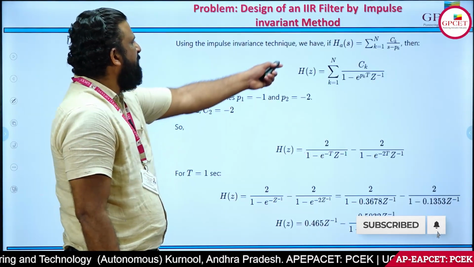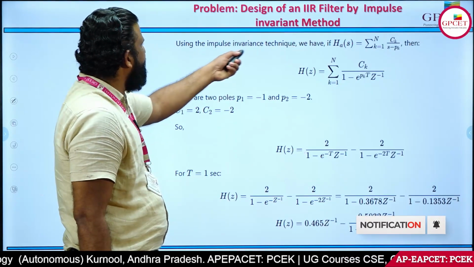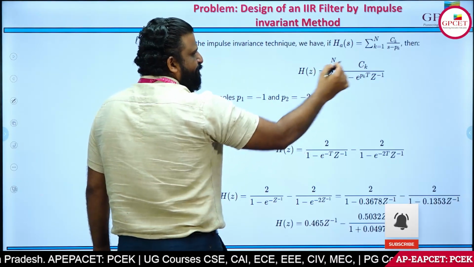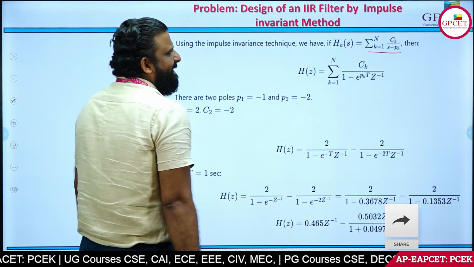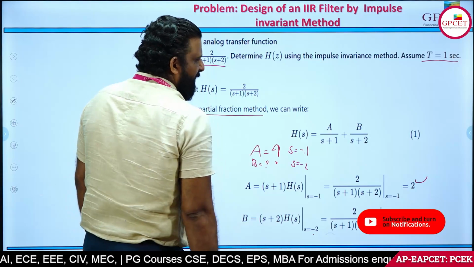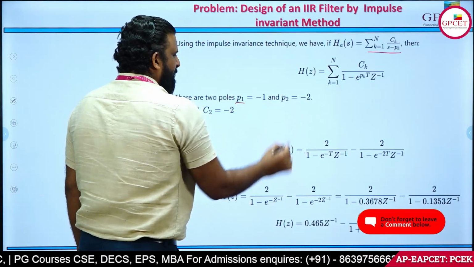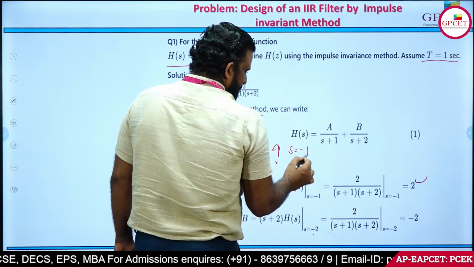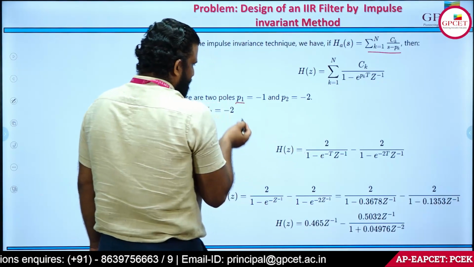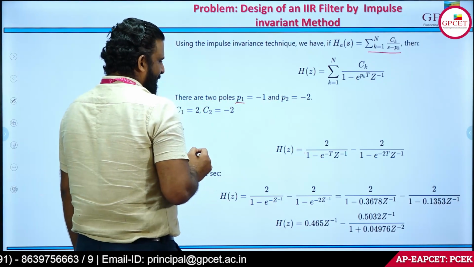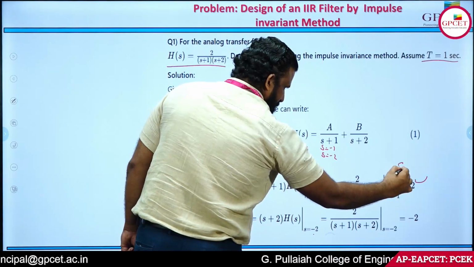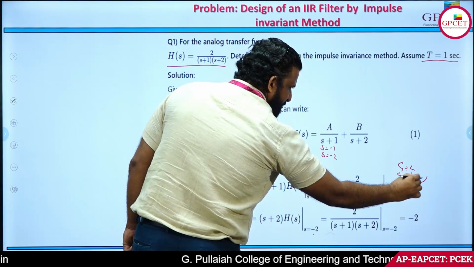So after getting those values, in the third step, using the impulse invariance technique, we have H(s) = summation k = 1 to N of c_k / (s - p_k). How many poles did we get here? We got 2 poles, from (s+1)(s+2). So p1 = -1 and p2 = -2, and c1 = 2 and c2 = -2.